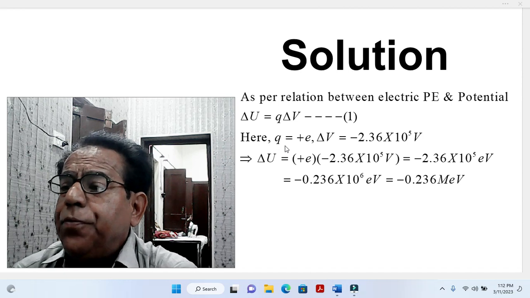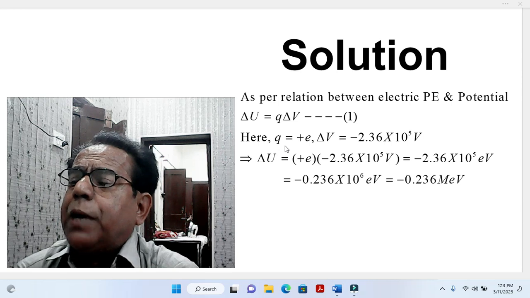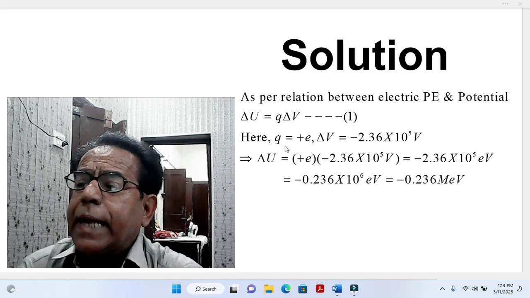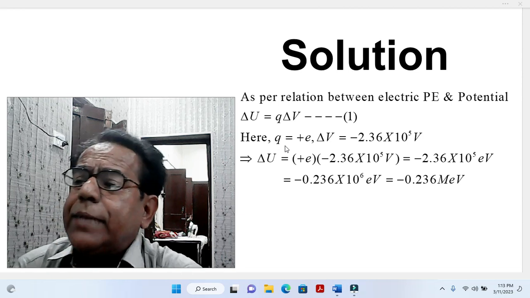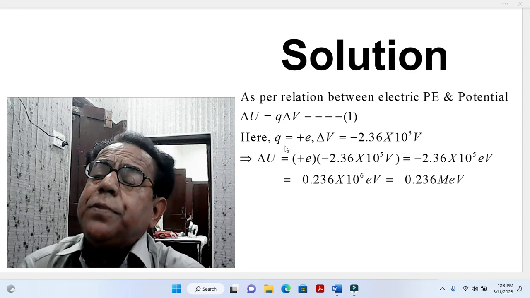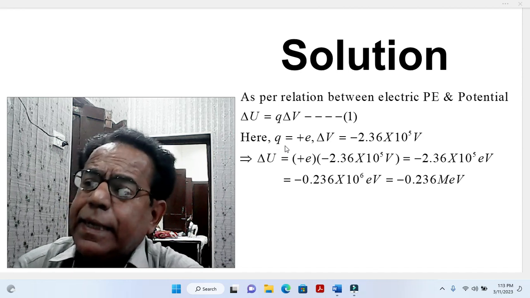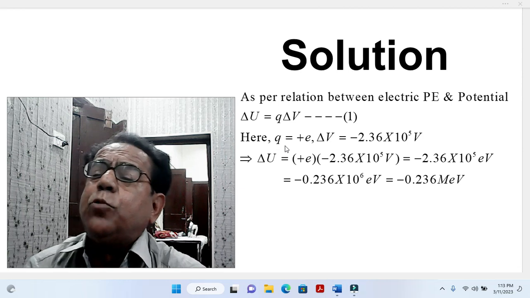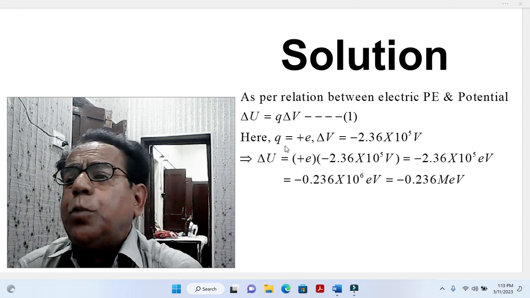Okay, what is important for us is 10 raised to the power 3 or 10 raised to the power minus 3, 10 raised to the power 6 or 10 raised to the power minus 6, 10 raised to the power 9 or 10 raised to the power minus 9, 10 raised to the power 12 or 10 raised to the power minus 12, 10 raised to the power 15 or 10 raised to the power minus 15, 10 raised to the power 18 or 10 raised to the power minus 18, 10 raised to the power 21 or 10 raised to the power minus 21, 10 raised to the power 24 or 10 raised to the power minus 24.